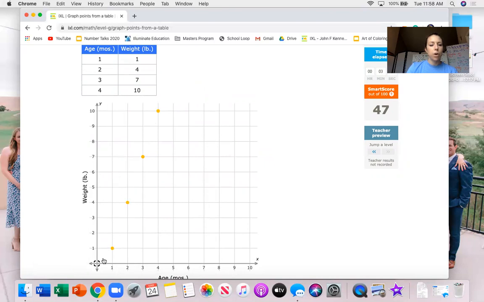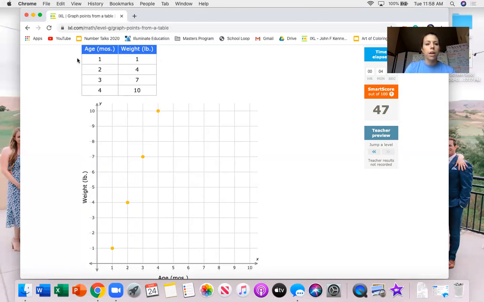Does this look to form a line? It kind of does. In fact, you can see some consistent growth. To get from this point to this point, I'm going up 3 units and to the right 1, up 3 units to the right 1, up 3 units to the right 1. Why do we think that is?